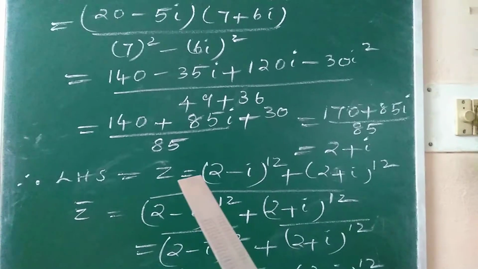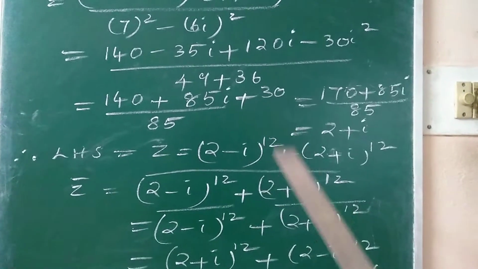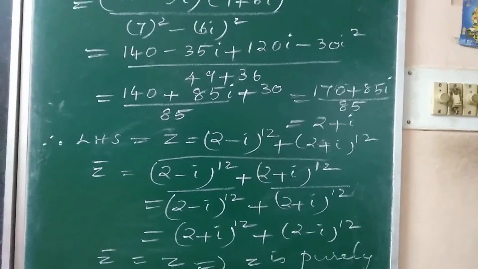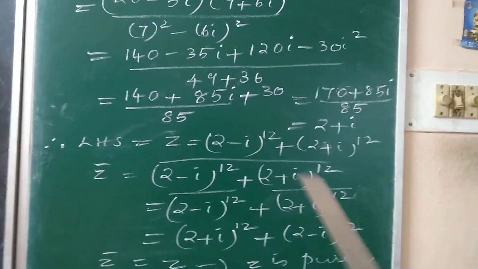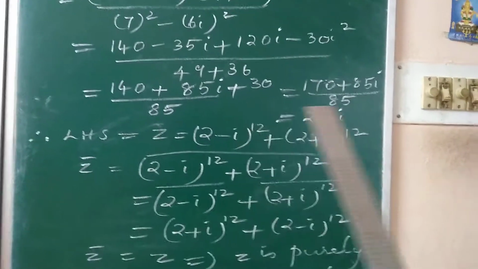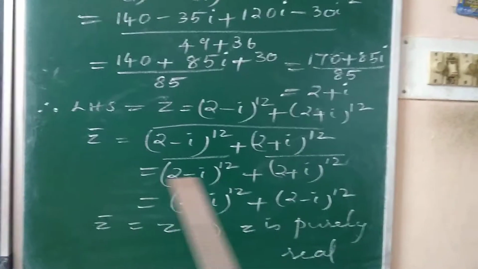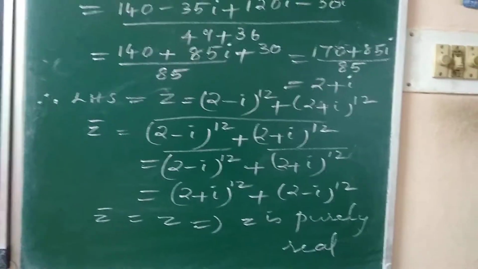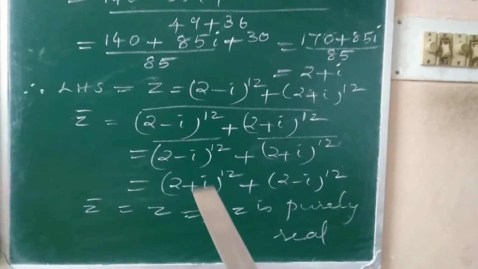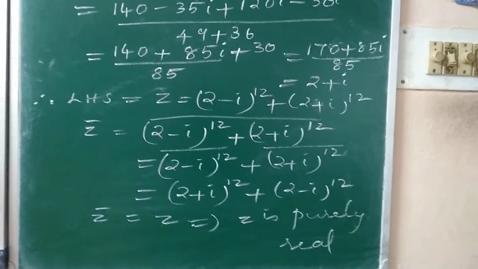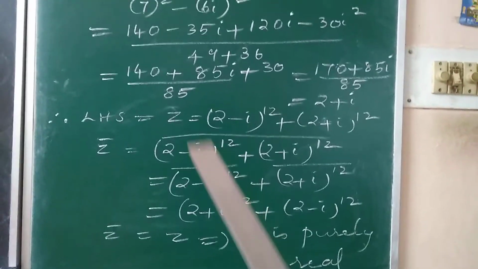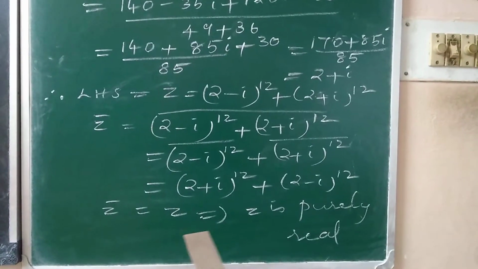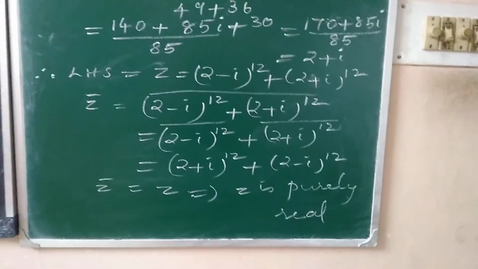Now the given z is very clear: it is (2 − i)^12 + (2 + i)^12. So z bar is the conjugate of the whole thing, and we can split (z1 + z2) bar as z1 bar + z2 bar. And moreover here you have (z^n) bar, which can be written as (z bar)^n, as I told you in the previous case. So this becomes (2 + i)^12, and this becomes (2 − i)^12. And this is the same as z. Since it is plus here, both the numbers are the same, which means z bar and z are equal, which implies z is a purely real number.